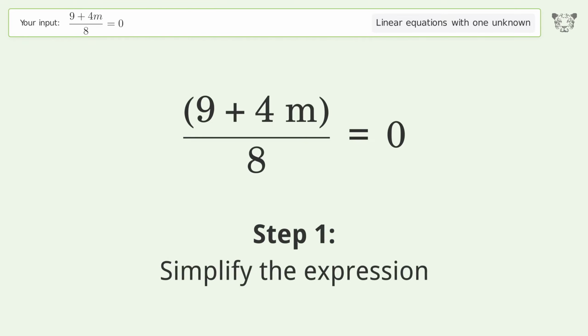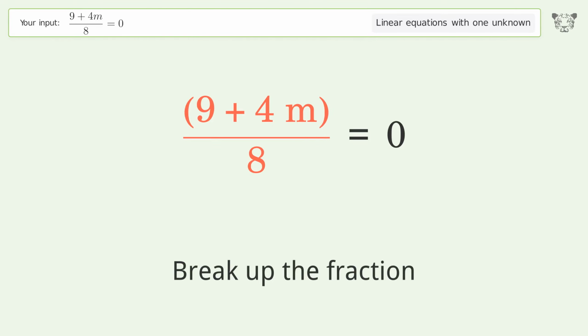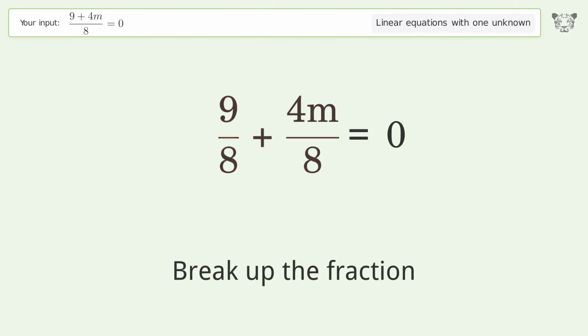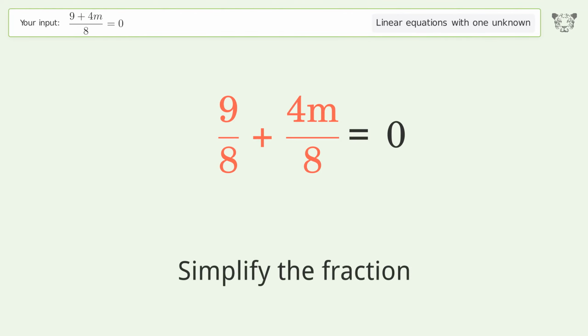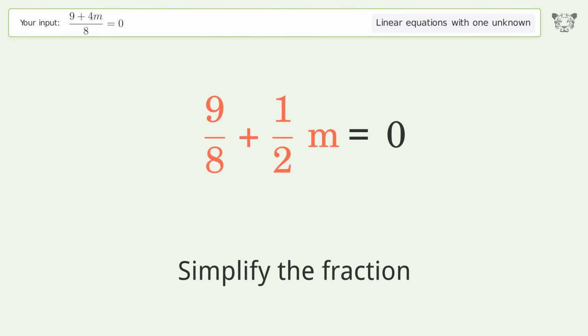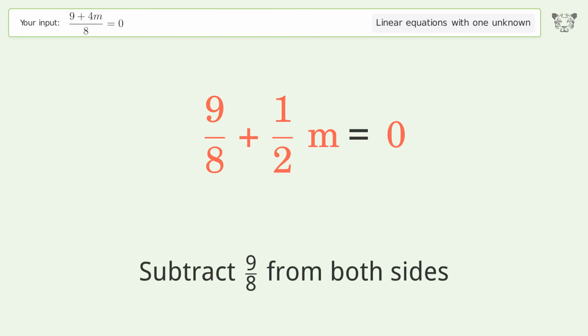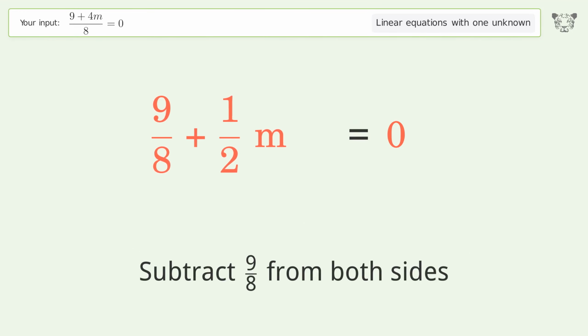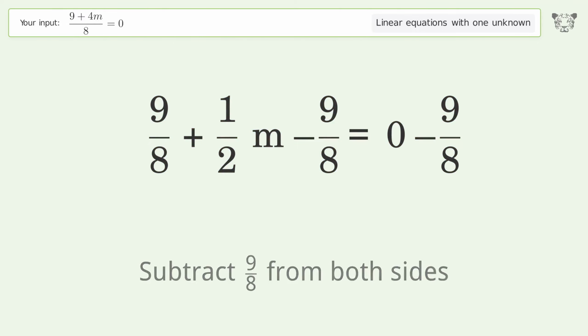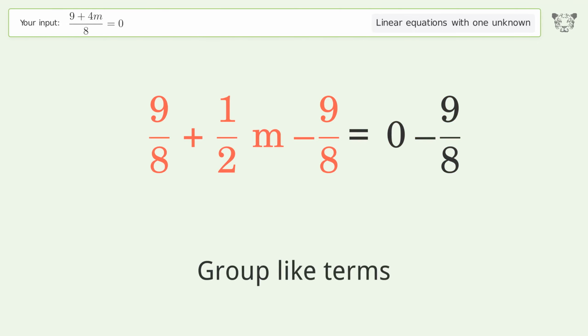Simplify the expression. Break up the fraction. Simplify the fraction. Group all constants on the right side of the equation. Subtract 9/8 from both sides. Group like terms.